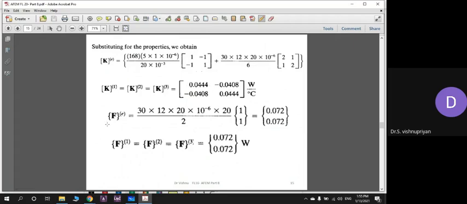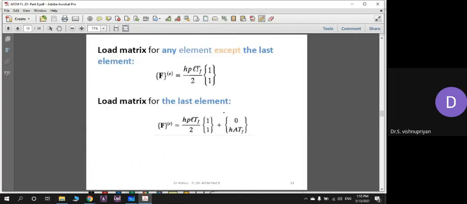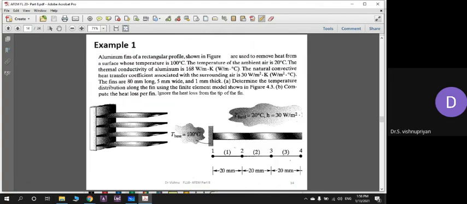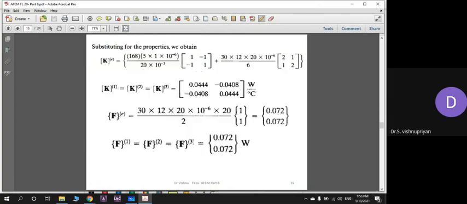Now, let us come to the load vector. Again, load vector is hPLTf over 2, times 1, 1. So h we already discussed, P we discussed, L we discussed. Now this Tf is the temperature of the air or any fluid that is flowing, and in this problem, it is given as 20 degrees. So hPL times Tf, 20 degrees, over 2, 1, 1. So you get these two numbers. This is for one element, for any element.